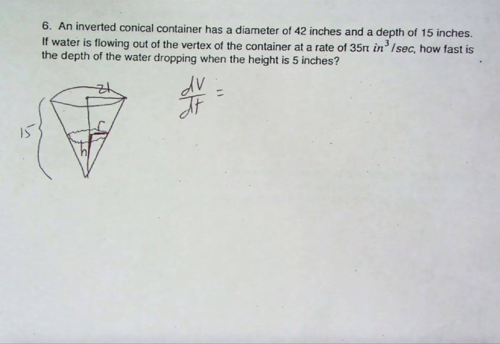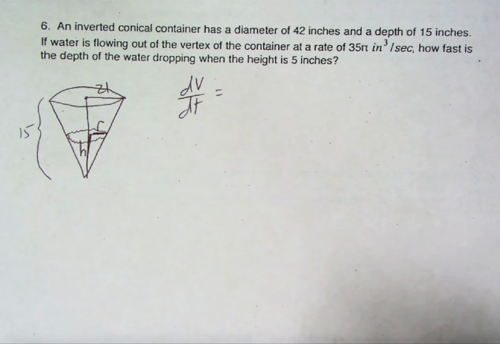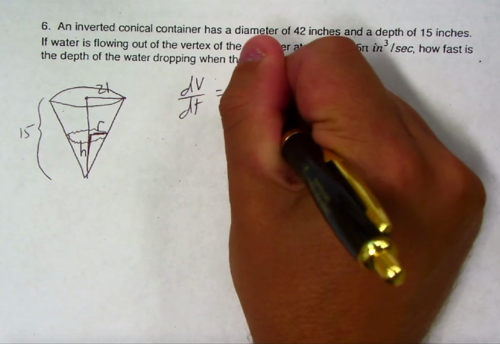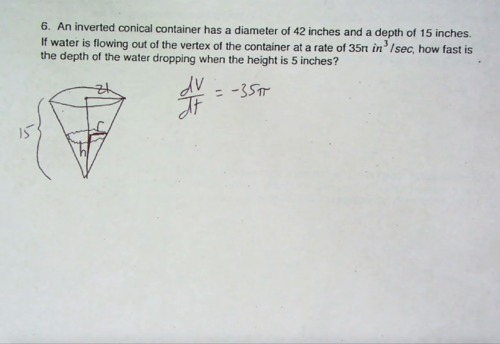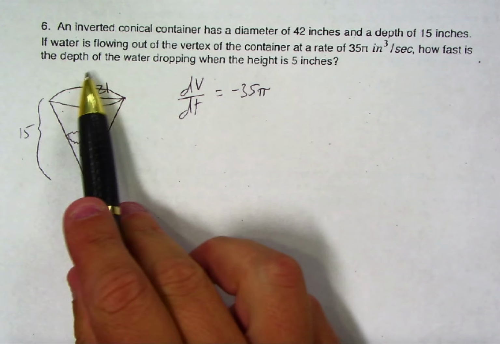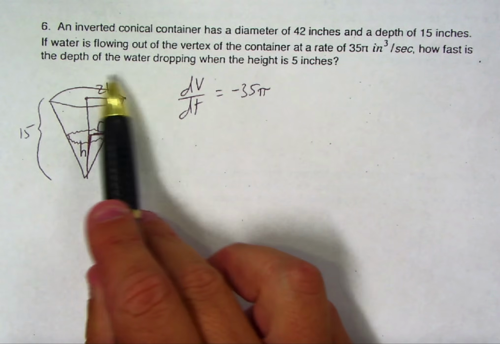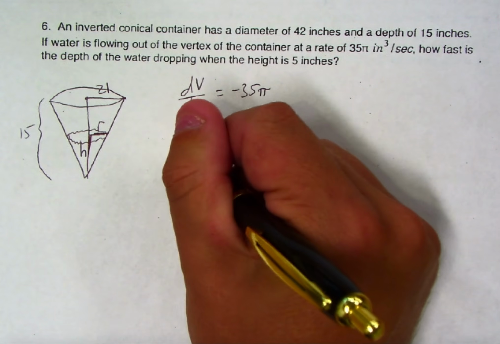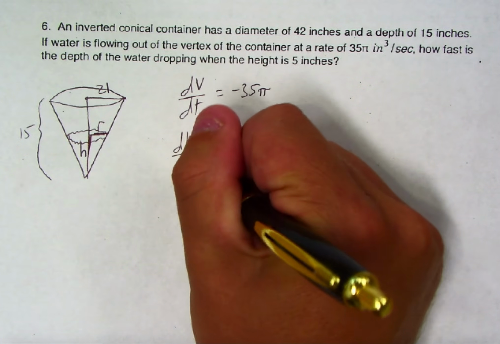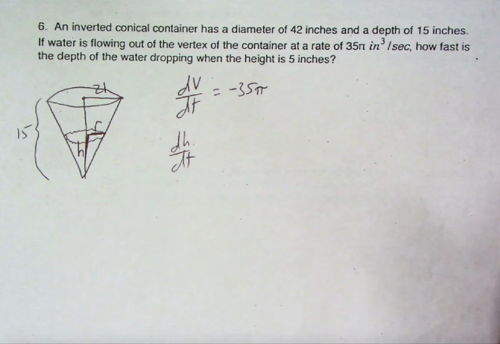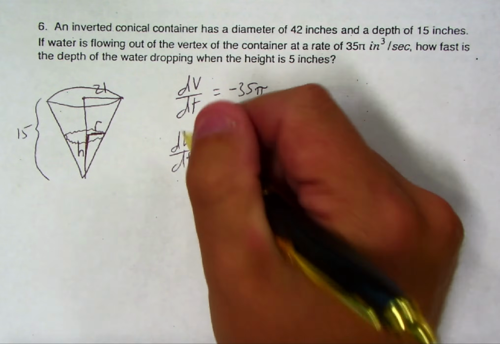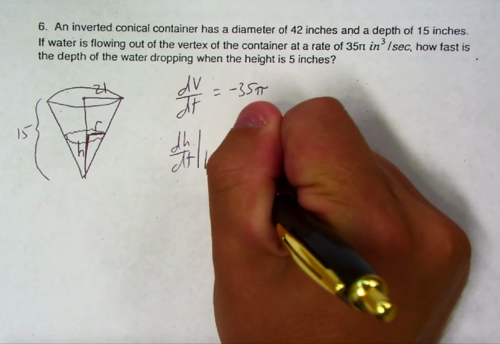And since it's flowing out, that means that volume is getting smaller, so dV/dt is negative 35 pi, since the water level is decreasing. I'm looking for how fast the depth is dropping. So height, I'm looking for dH/dt. And I'm looking for that the moment the height is 5 inches. So when h is 5.